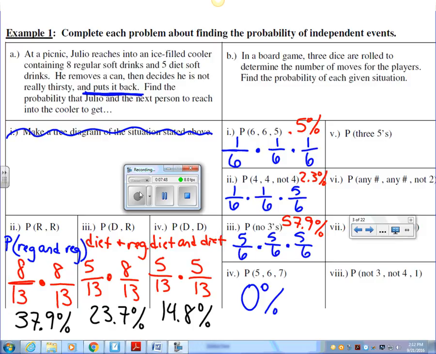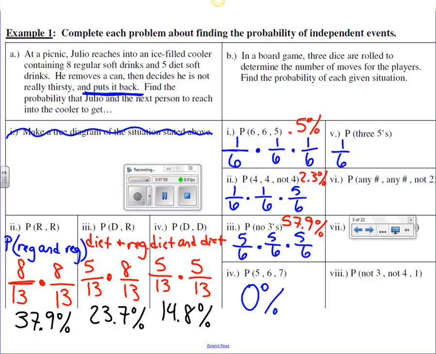Bottom number 6. So on the first roll, how do I get a 5? 1 out of 6. Then on my second roll, how do I get a 5? 1 out of 6. And on my third roll, how do I get a 5? 1 out of 6. Okay. Once again, that one's going to be the same as that one, so it's 0.5%.